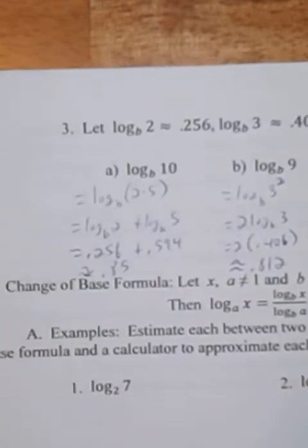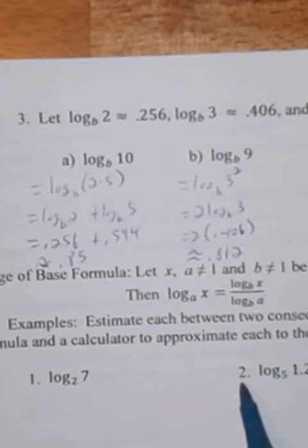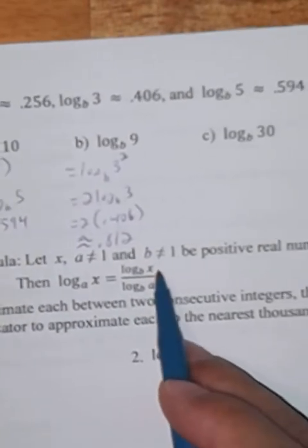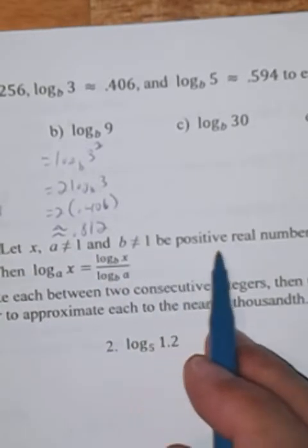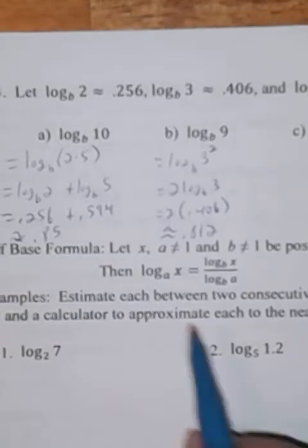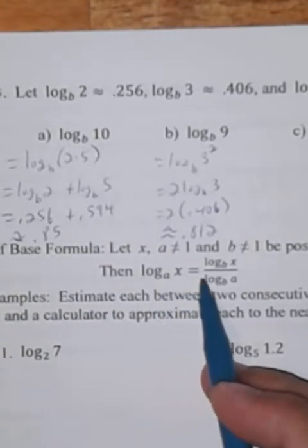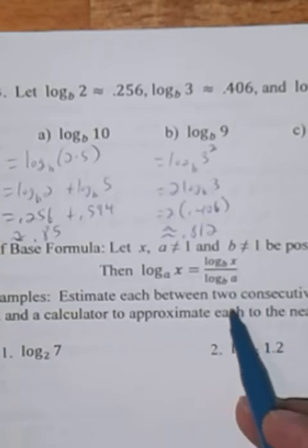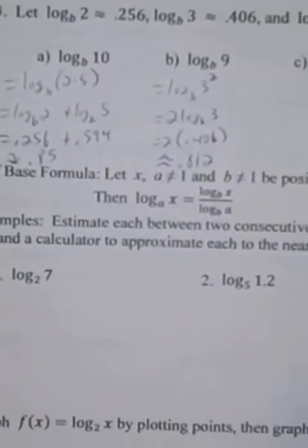All right, let's go on to the change of base formula. You might see a little proof of this. So let's see what it says first. Let a not equal to 1 and b not equal to 1 be positive real numbers. So they're all positive. Just a cannot be 1 and b cannot be 1. Then log base a of x can be written as log base b of x over log base b of a. Let's look at a proof first before we use it.